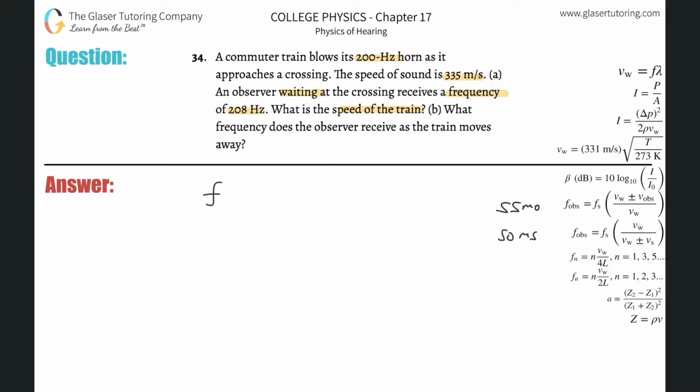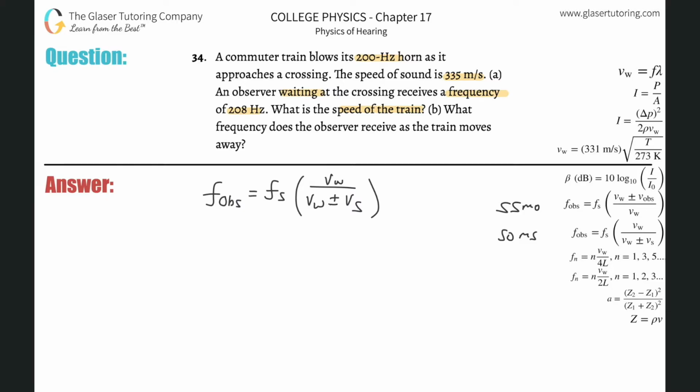So let's write it out. The frequency of the observer, or frequency that the observer is experiencing, is equal to the frequency that the source is producing multiplied by the velocity of the sound, divided by the velocity of the sound, plus or minus the velocity of the source. In this question, the source is the train, and they're asking us what's the speed of the train, so they're asking for the velocity of the source, aka the velocity of the train. Now, we have to be careful because we got a plus minus in here. We got to think through which one we're talking about.